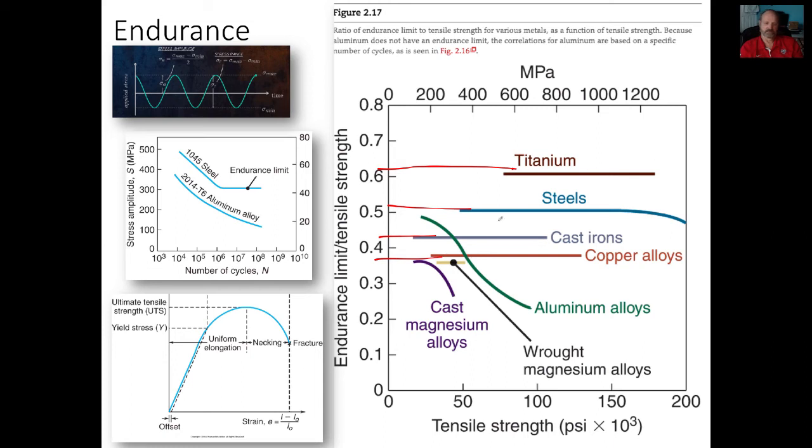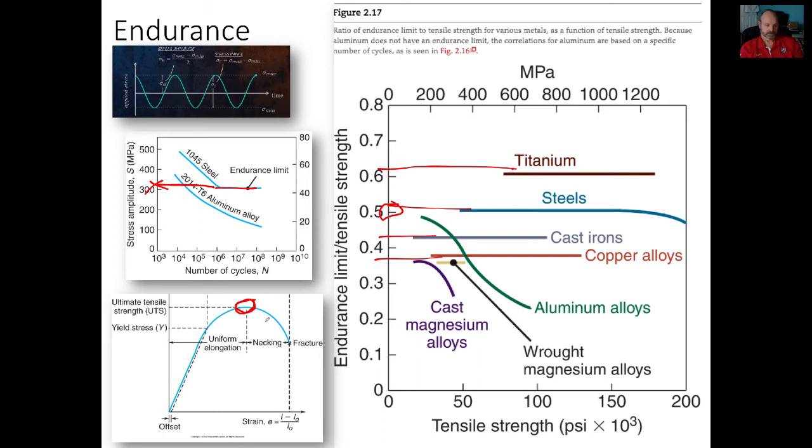So titanium has the best endurance divided by tensile strength. What does that mean? Well, here's the tensile strength, okay? And what was endurance again? That's when it starts to last a long time, at what stress amplitude? That's the endurance limit. So in this case for steel, it's around 300 or something. If I take that 300, and I divide by steel's ultimate tensile strength, I'm going to get a number that's around 0.5.